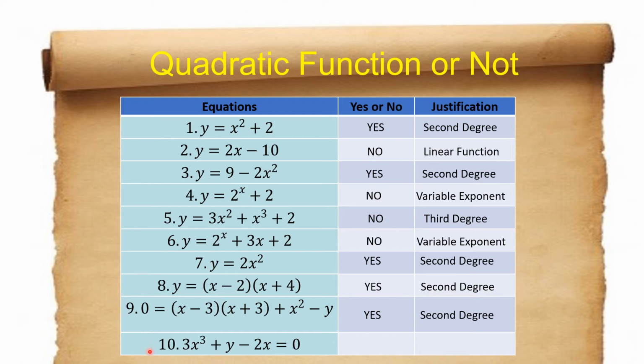For the 10th equation, you have 3x cubed plus y minus 2x equals 0. So this is a no because of the third degree. Okay? So you have 3x cubed here and it is in the third degree.